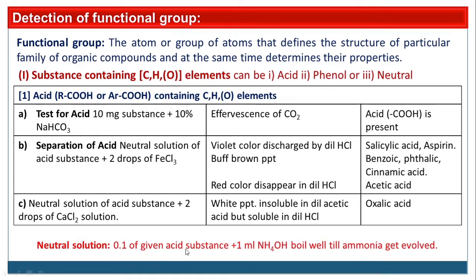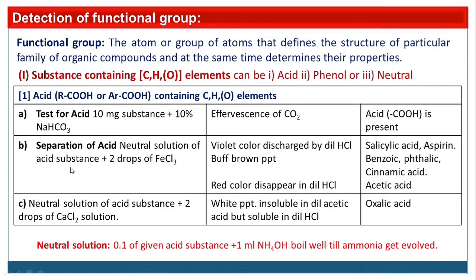1 gram of acid substance plus ammonium hydroxide, boil it till ammonia gets evolved, and this solution is called neutral solution. We have to use this solution for the test for the separation of acids.